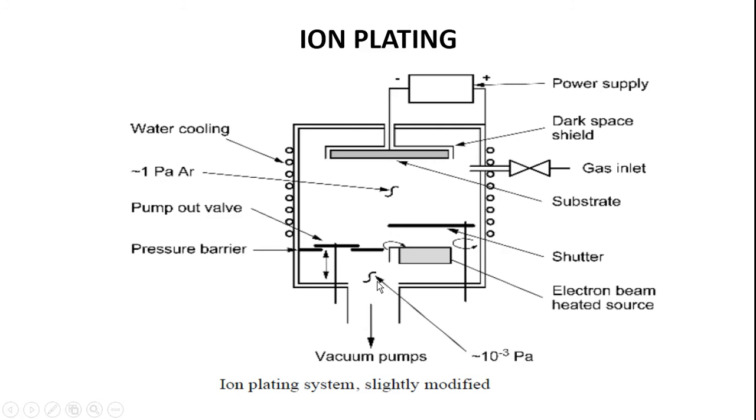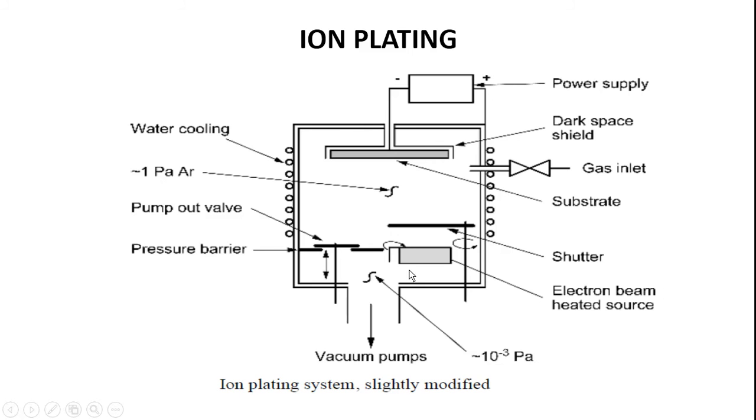This is the vacuum pump that is used for evacuating the chamber and filling it with an inert gas like argon. On this side the chamber is filled with argon gas at about 1 Pascal, a small pressure. Here, this area has a pressure of nearly 10 raised to minus 3 Pascal, that is 0.001 Pascal, or 1 millipascal.